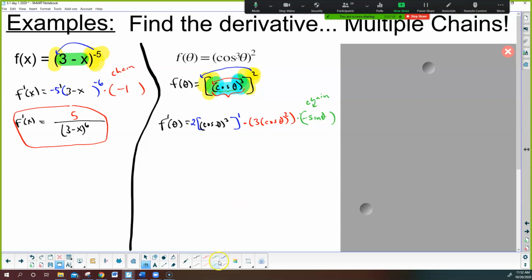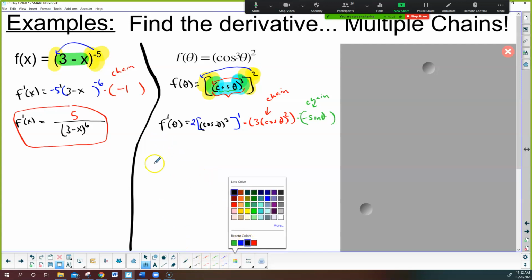So anytime you're asked to do more than one chain, hopefully you see the linking together. The derivative of the original outside, this is the derivative of the next outside, and this was the derivative of the most inner part. It's like layers. And then we could clean this up because there's some things that actually are common.